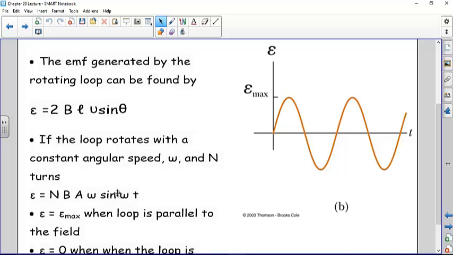So the rotational speed affects the frequency at which you generate the voltage, but it also affects the voltage. The faster you spin it, the higher the voltage. The more turns you have, the higher the voltage. The stronger the magnetic field, the higher the voltage. And the maximum voltage occurs when the loop is parallel to the field.